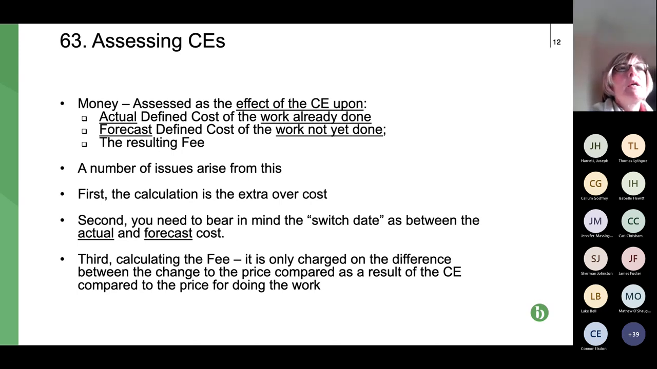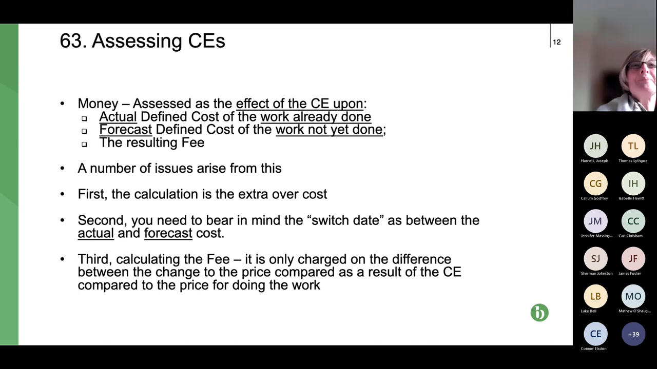So moving on to clause 63, assessing compensation events. So how do we assess them? The financial side of things is assessed as the effect of the compensation event upon the actual, so ignore the defined cost for the time being. So it's the actual cost of the work already done in regard to that CE, and the forecast cost of future work. Now that makes sense because work already done, we know the actual cost of that, we know what it cost.